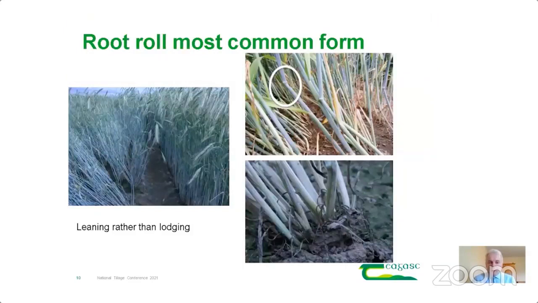But in terms of lodging, it probably should say leaning more so than lodging. The crop tends not to go flat on the ground, it tends to lean over. And that's because it's got quite a strong straw. Most of the problems occur because of root roll, where the whole root system turns in the soil. When this occurs, the crop does make every effort to upright itself again. We can see in the top right-hand picture, the node that's circled in white where the crop has tried to straighten itself up again.